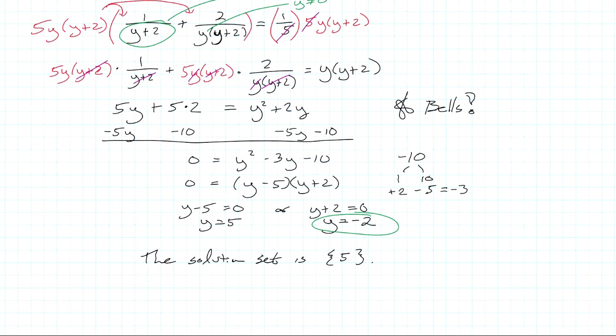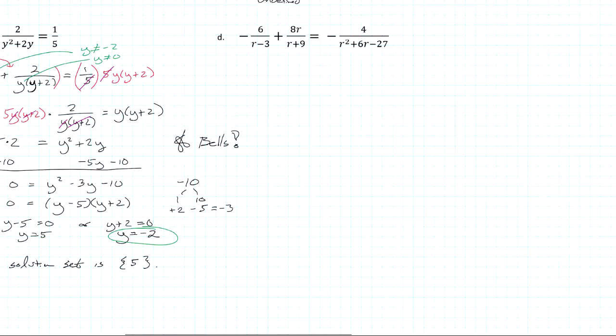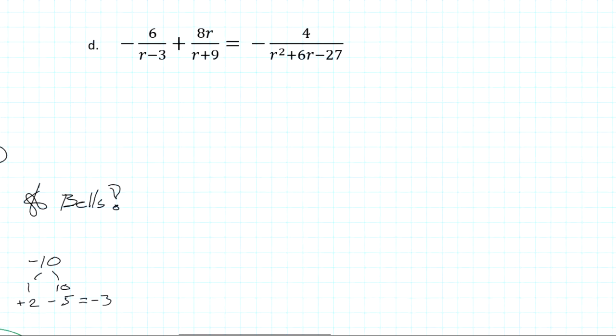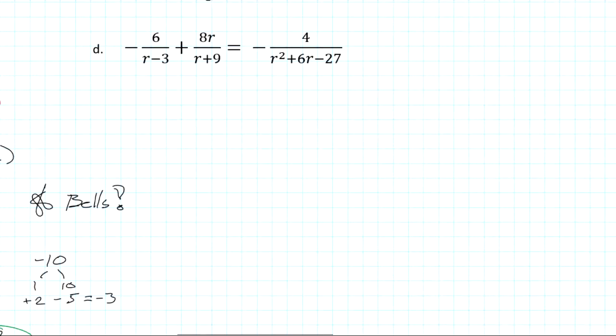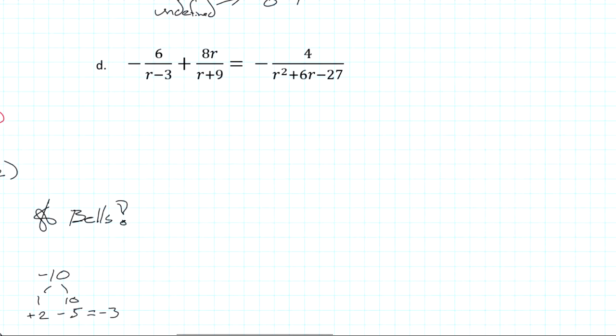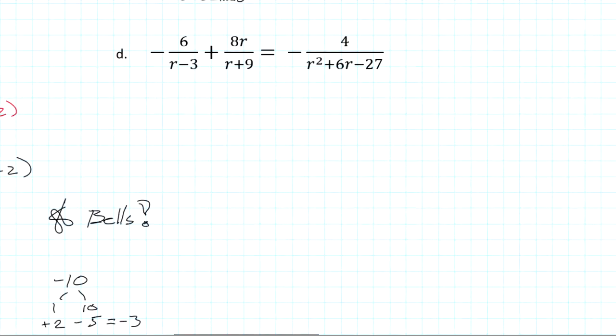All right. Just one more to go in this section here. Let's go ahead and move to the top right. Part D, where we have minus 3 plus 8r over r plus equals negative 4 over 7.